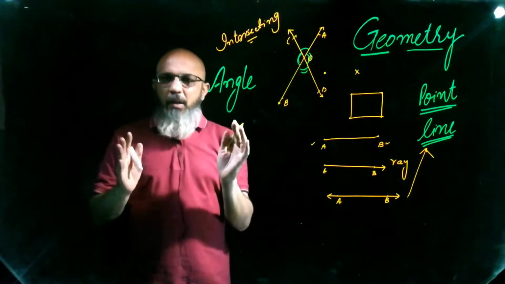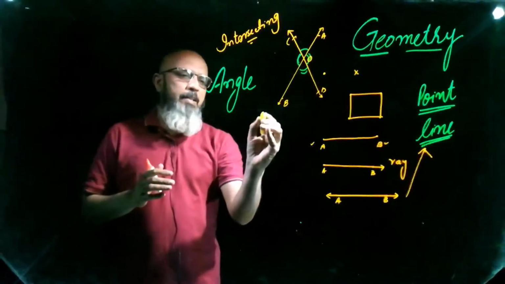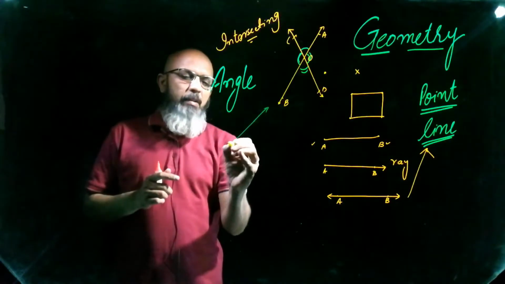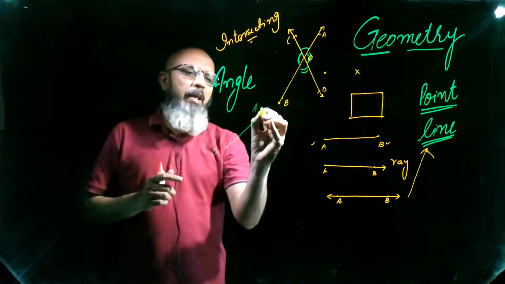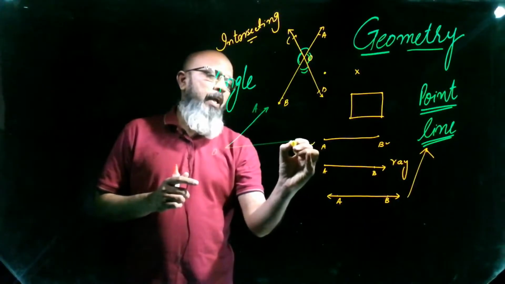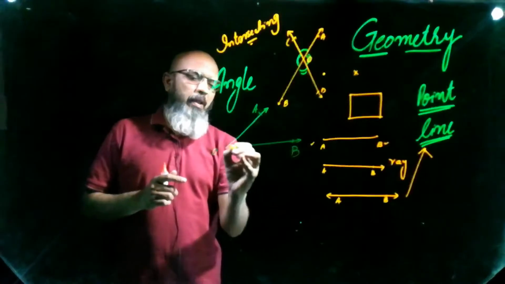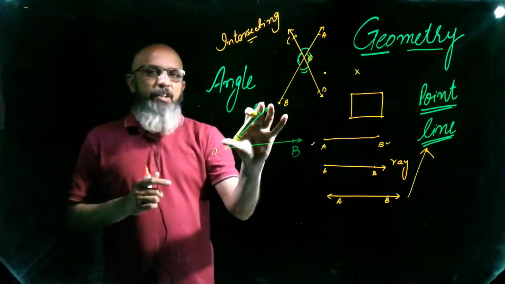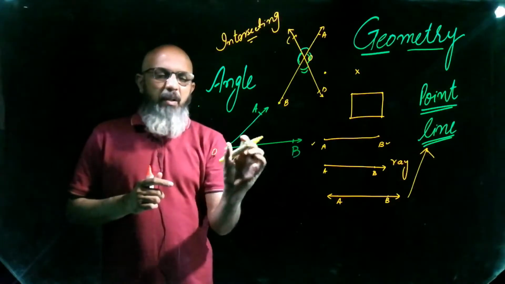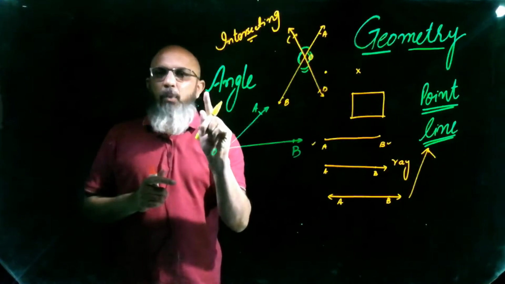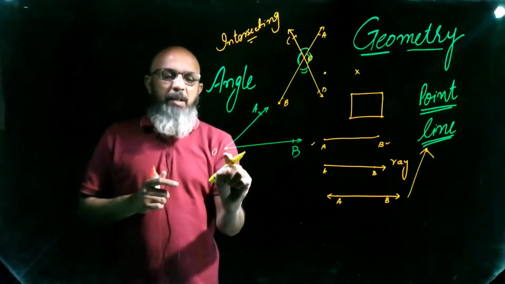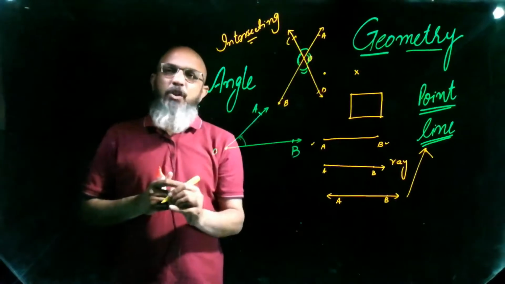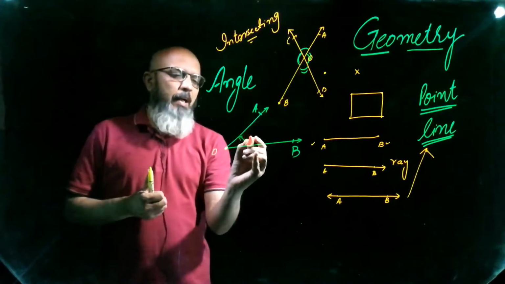So an angle is a combination of two rays. Suppose we have one ray OA and another ray OB with one fixed point, that is O. So it is a combination of two rays OA and OB with one common end point, meaning they are joining at one point, that is O. They make a certain angle with each other, and that is called an angle.